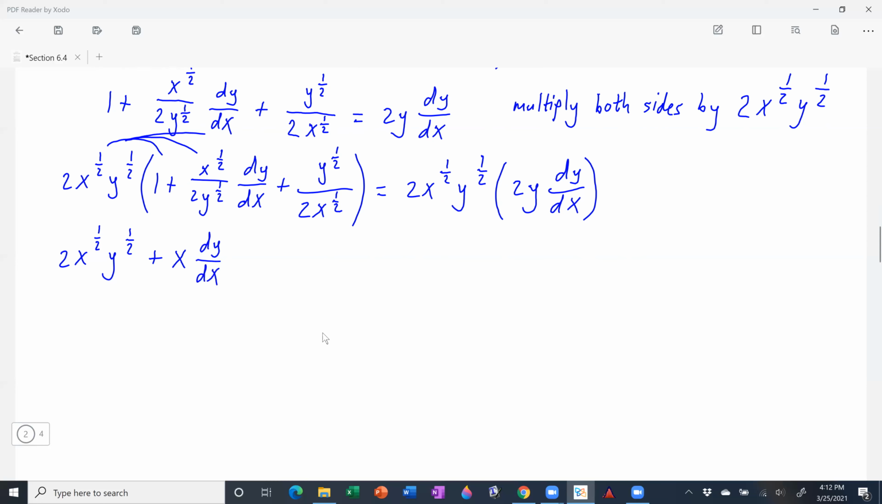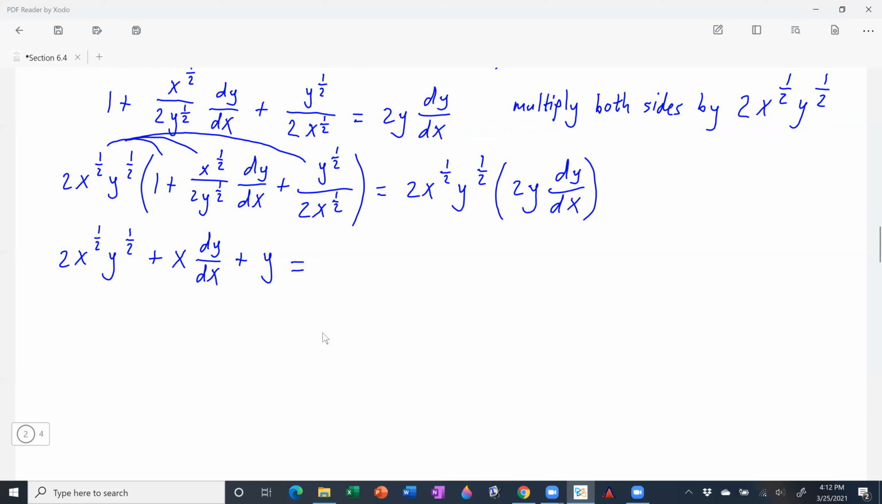And then similarly, when we distribute all the way over here, we'll have plus. Starting over again, it's going to be a similar process. The 2's will cancel, the x^(1/2) will cancel, and we'll be left with y^(1/2) times y^(1/2), which is just y. So that simplified quite a bit there.